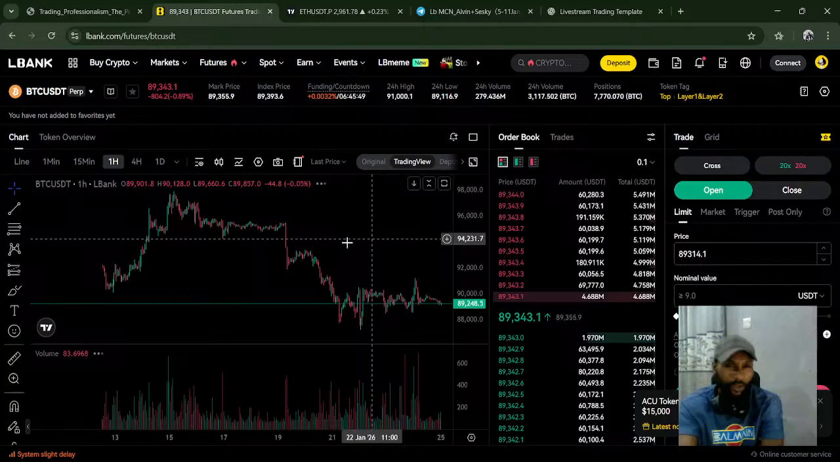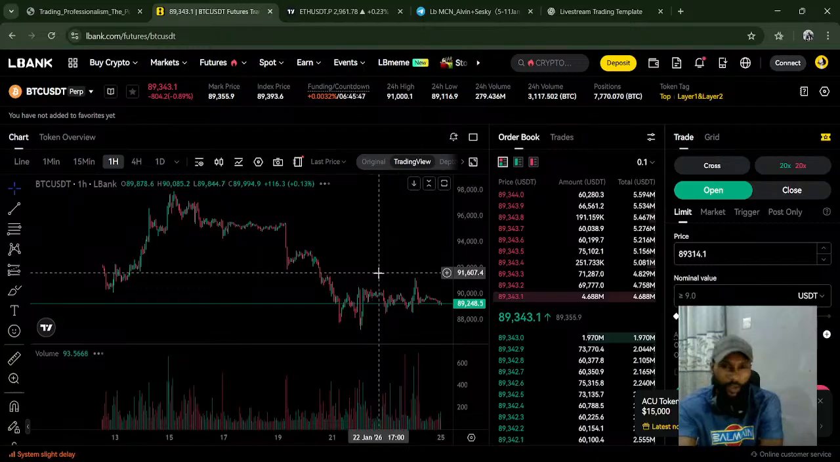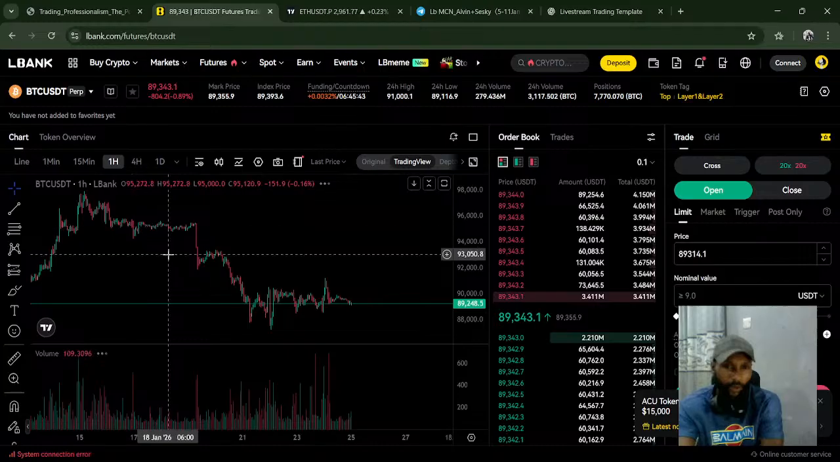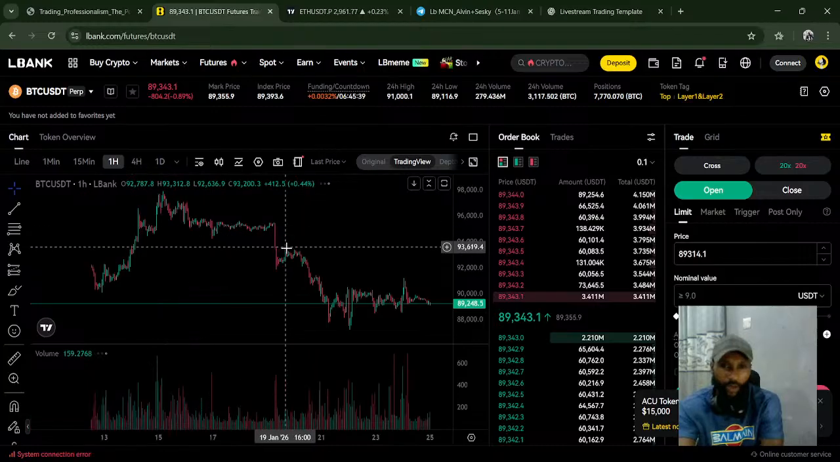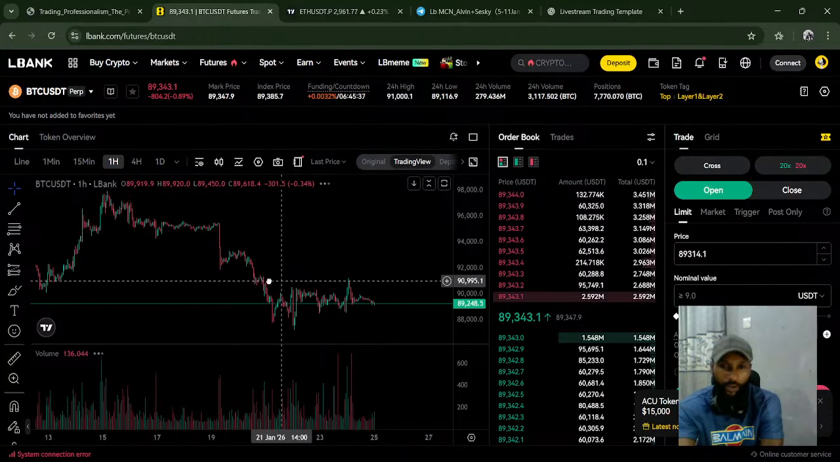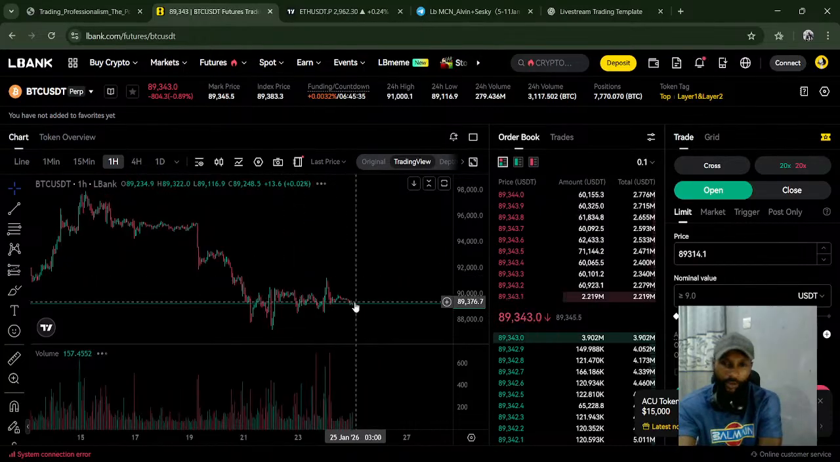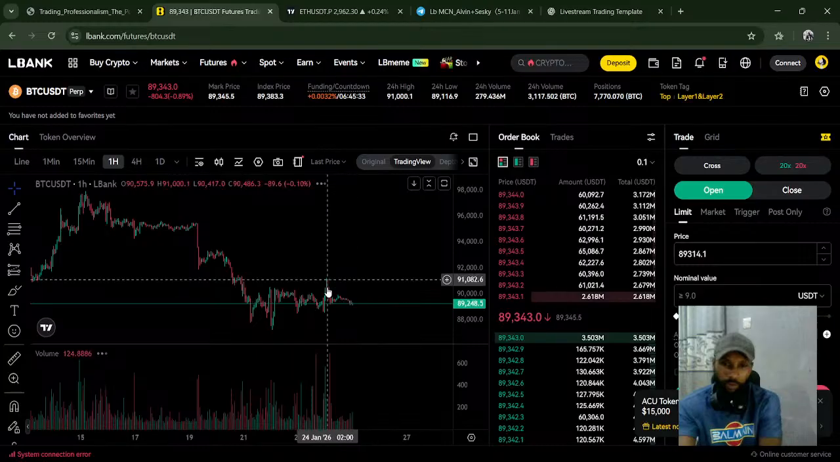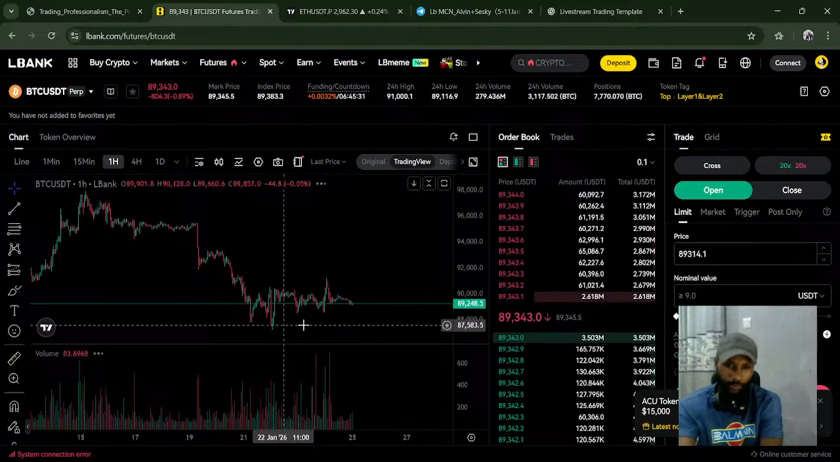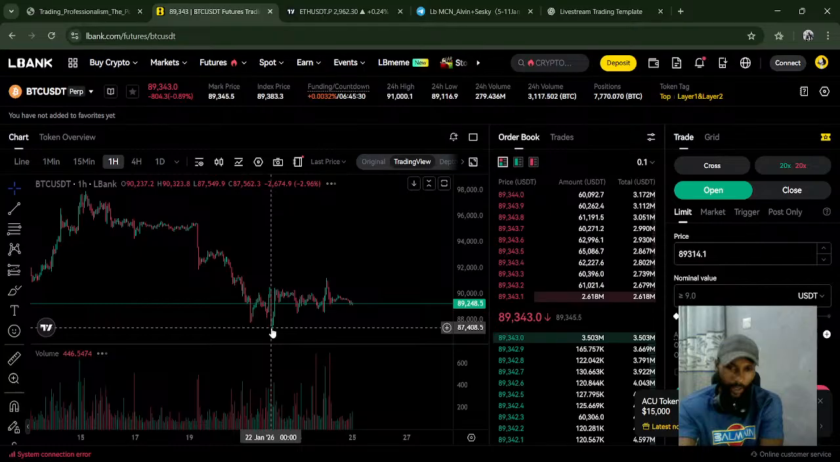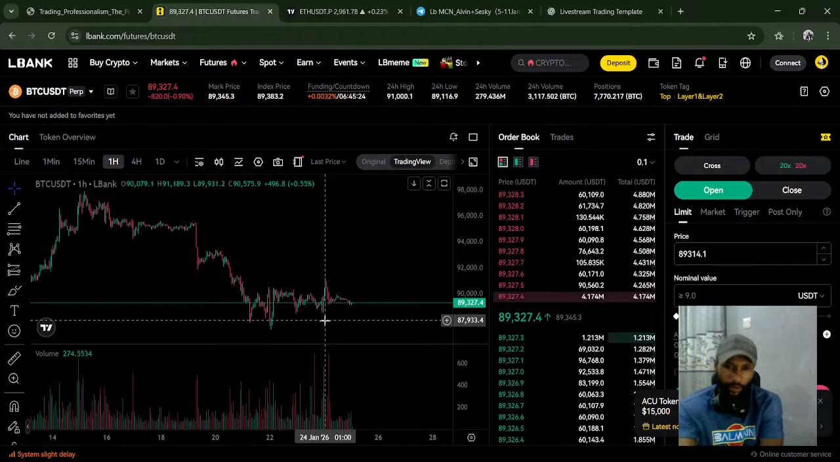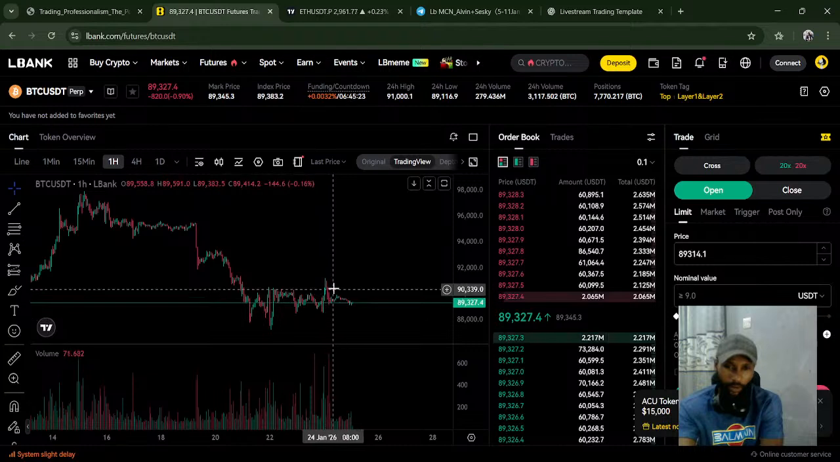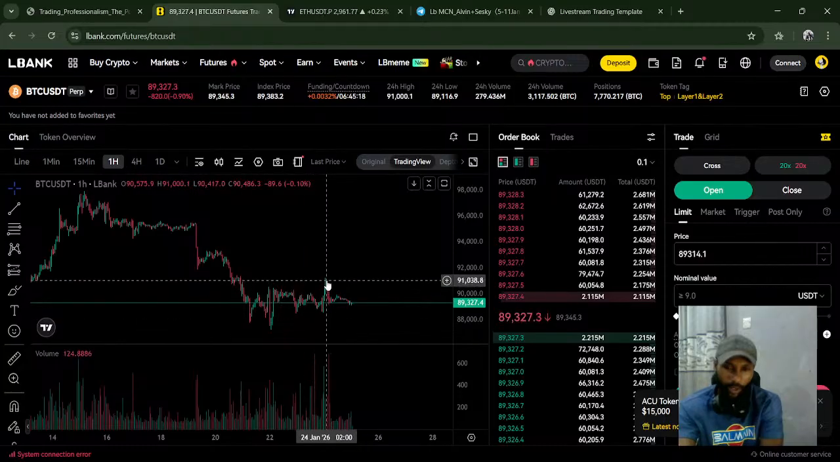You can see we're on the BTC USDT. From structure, you can see that it was going up for a while. Then it started coming down, and right now it's ranging. Looking at this from here, you can see it made a higher low and made a higher high.